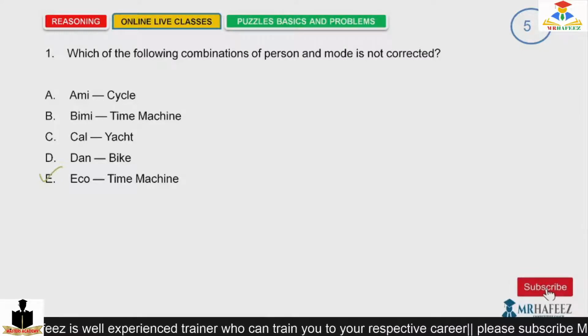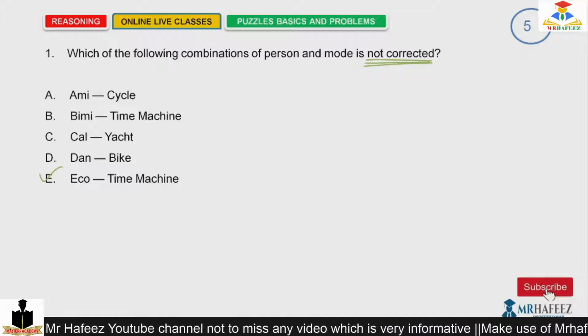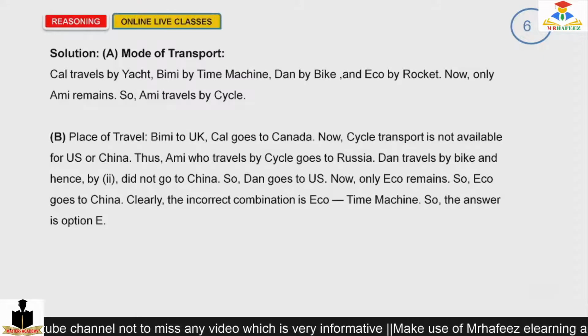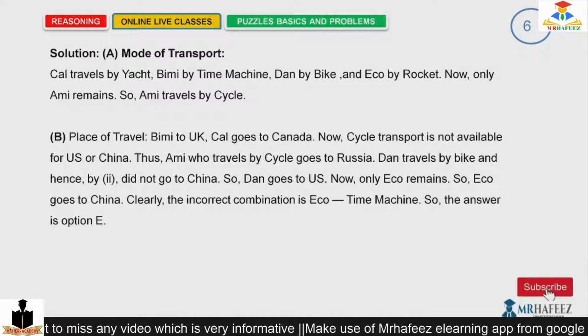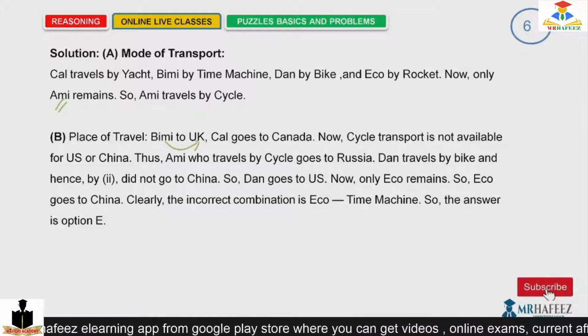That is the answer. If you are clear, type CLR in the comment box. Because it is not correct. Which is not correct? Here it is not asking for the correct one, but for the wrong one. Right. Next one. So that is the mode of solution. It's clear. Now the next, the place of travel. Beanie to UK. So this is just an explanation. You please go through it later when I upload the study material.